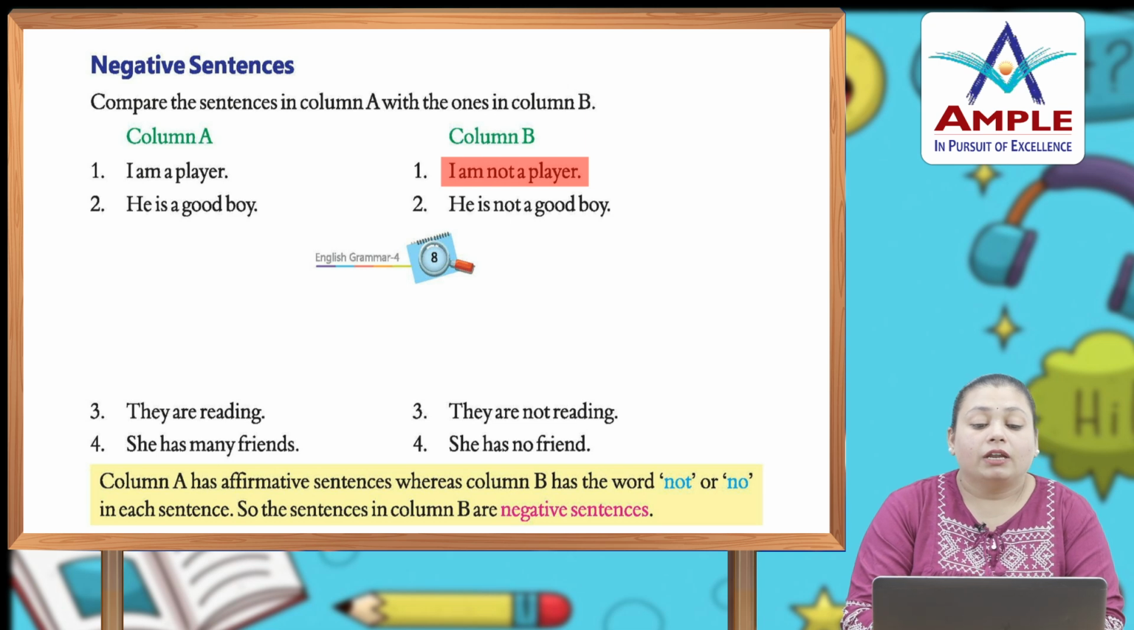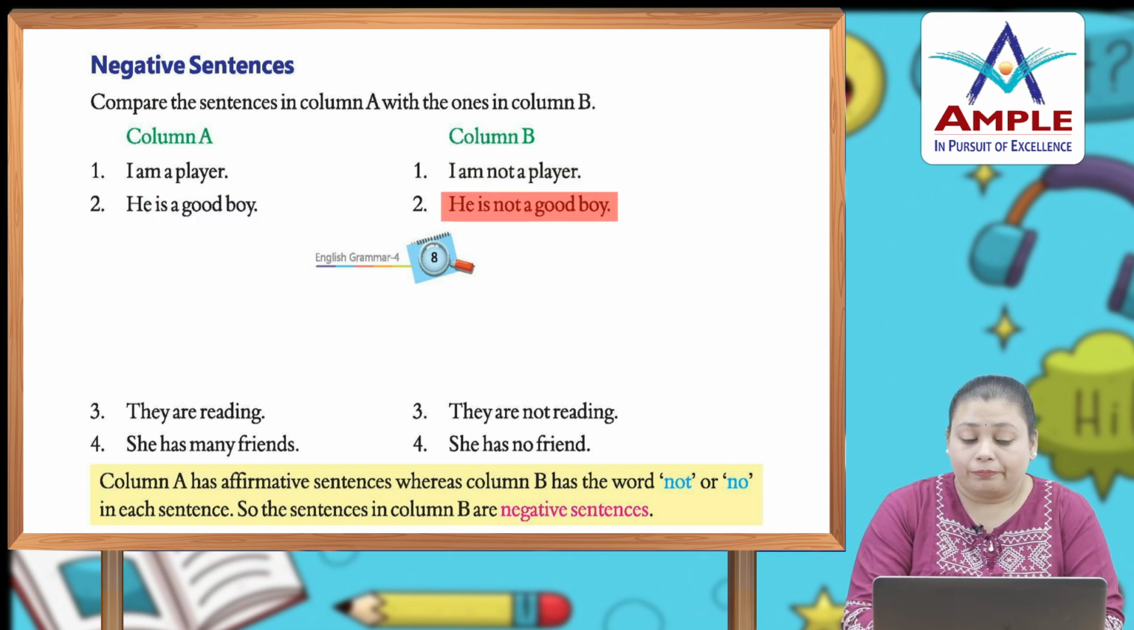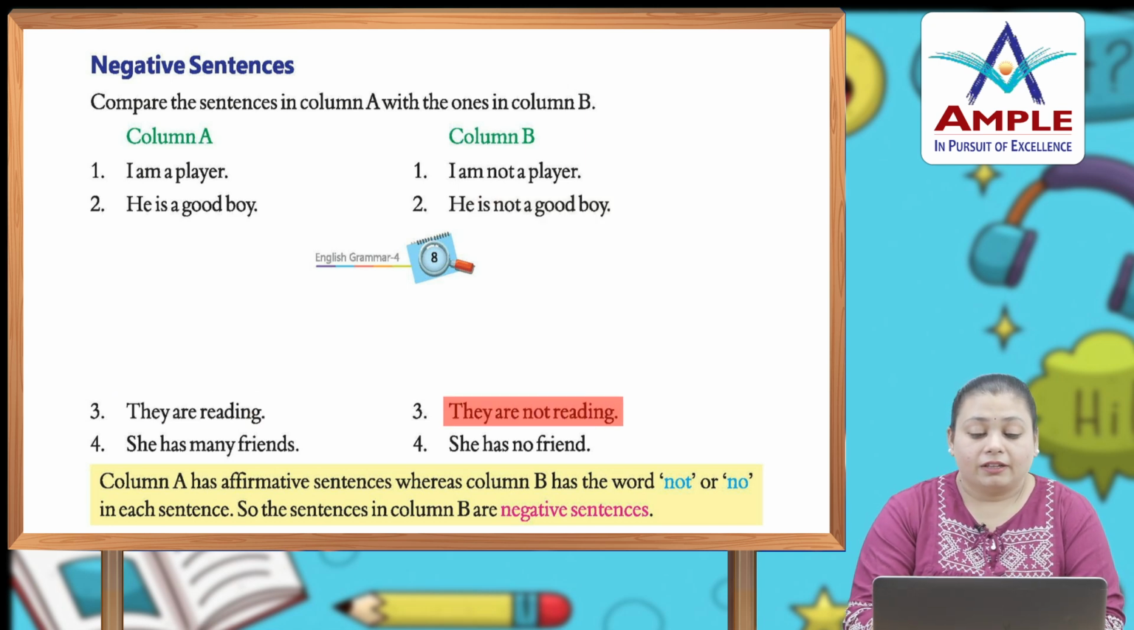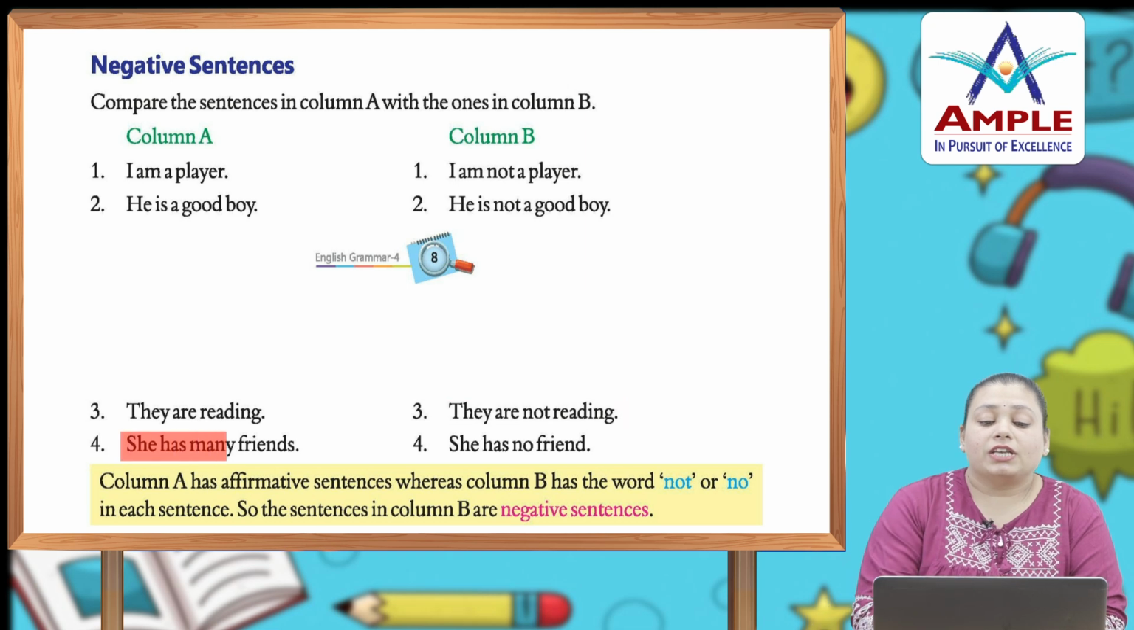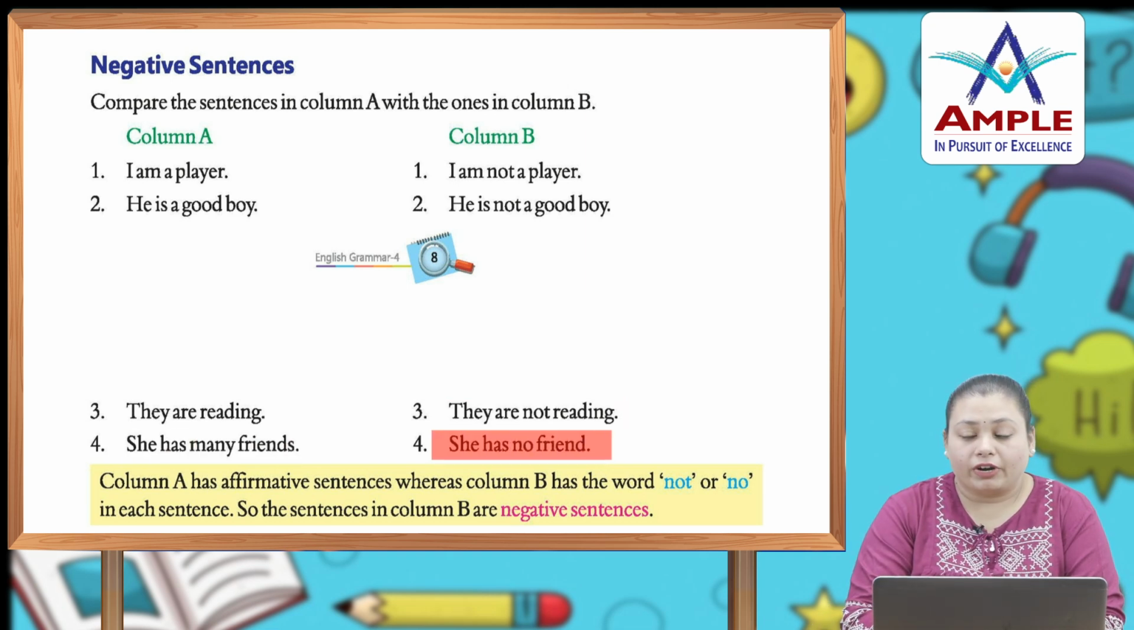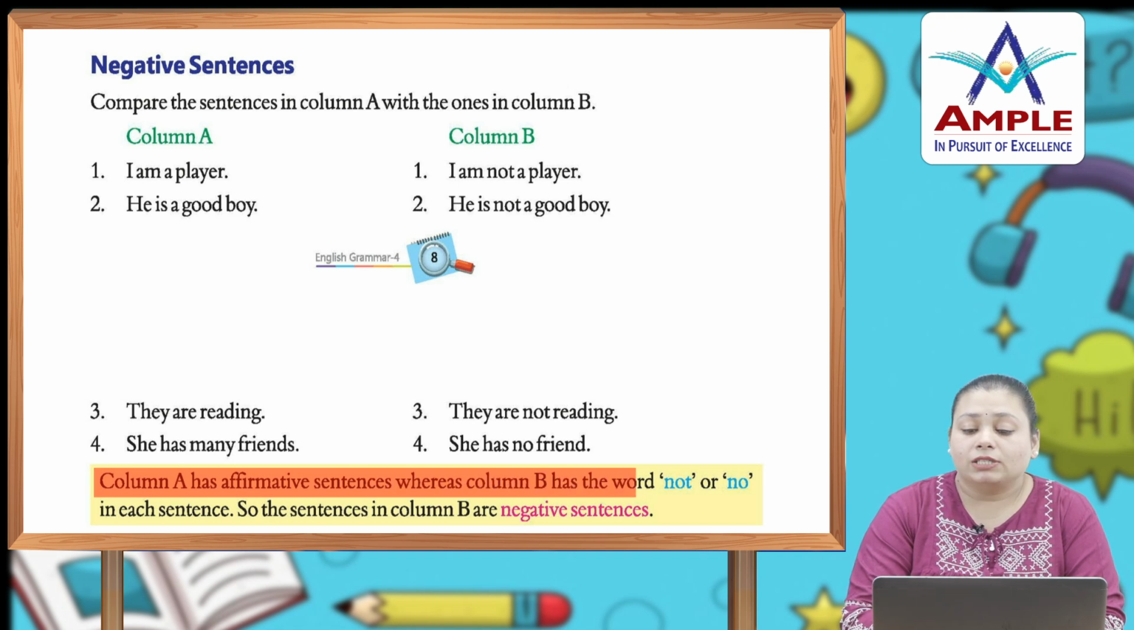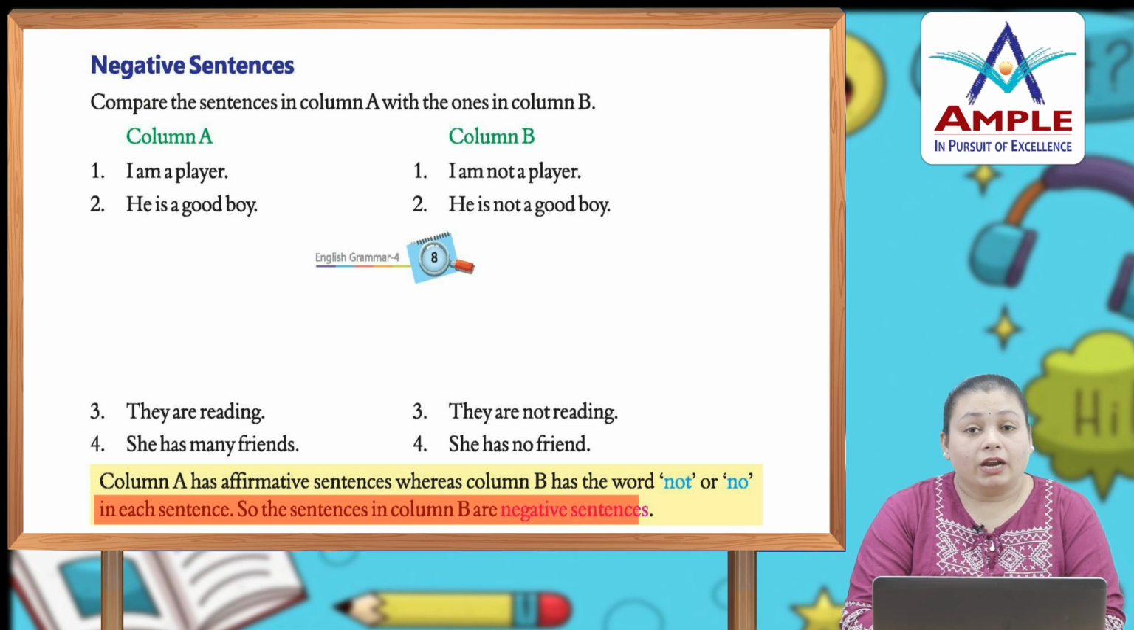You can find that they put a no or not word in the sentence and it becomes a negative sentence. Number 2, he is a good boy. He is not a good boy. Number 3, they are reading. They are not reading. Number 4, she has many friends. She has no friend. Column A has affirmative sentences, whereas column B has the word not or no in each sentence. So the sentences in column B are negative sentences.